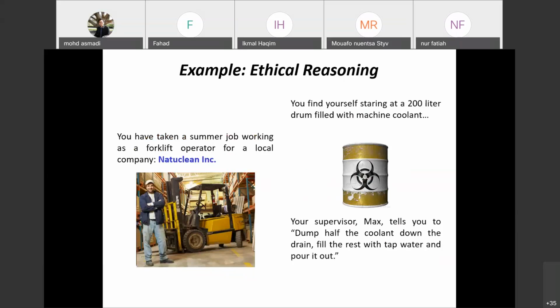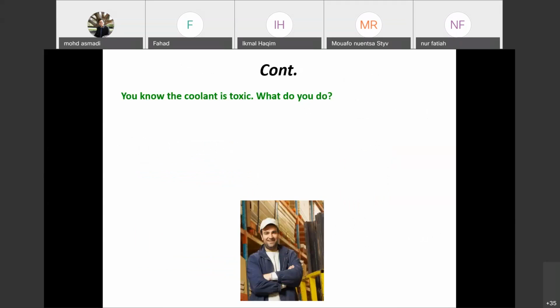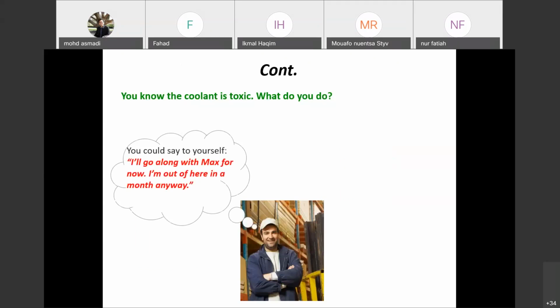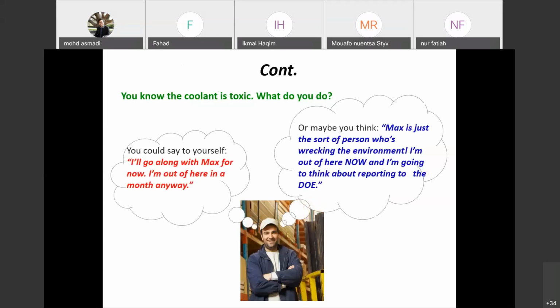You are in a dilemma: either you follow what your supervisor said, or you become a whistleblower. You know the coolant is toxic; it may contain lead, mercury. You don't even know. You have to analyze. What you are thinking is either you go along with Max, or you don't. Max is just a sort of person who's wrecking the environment.